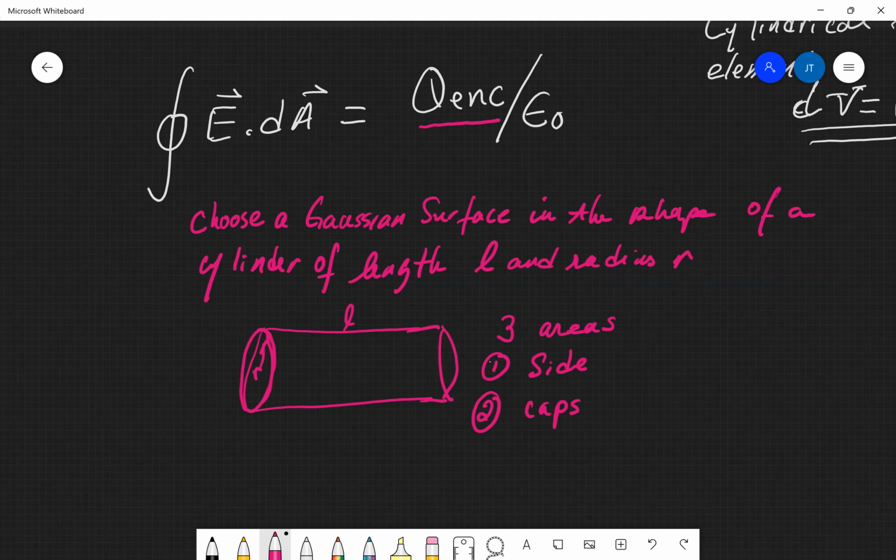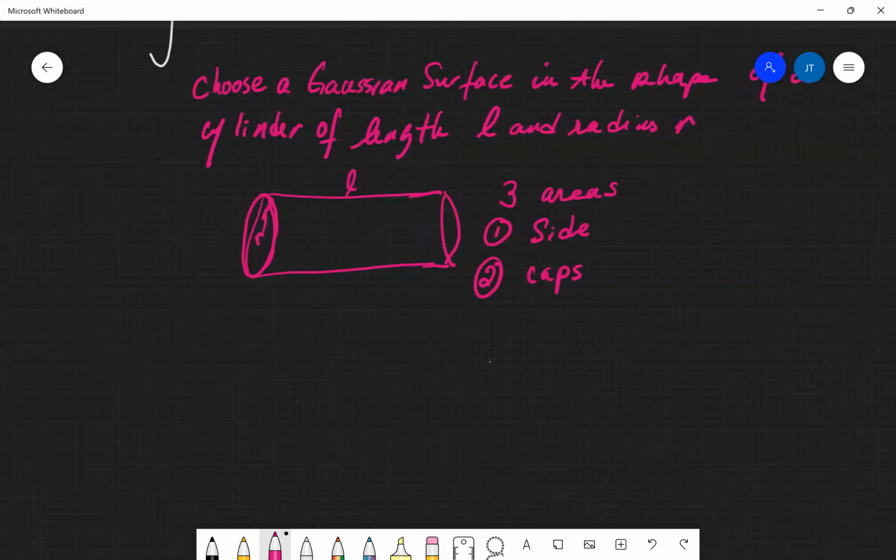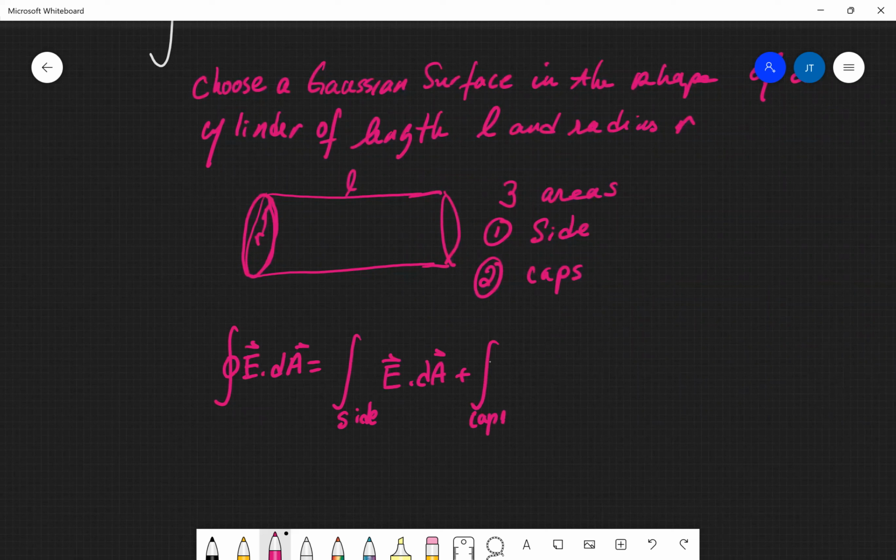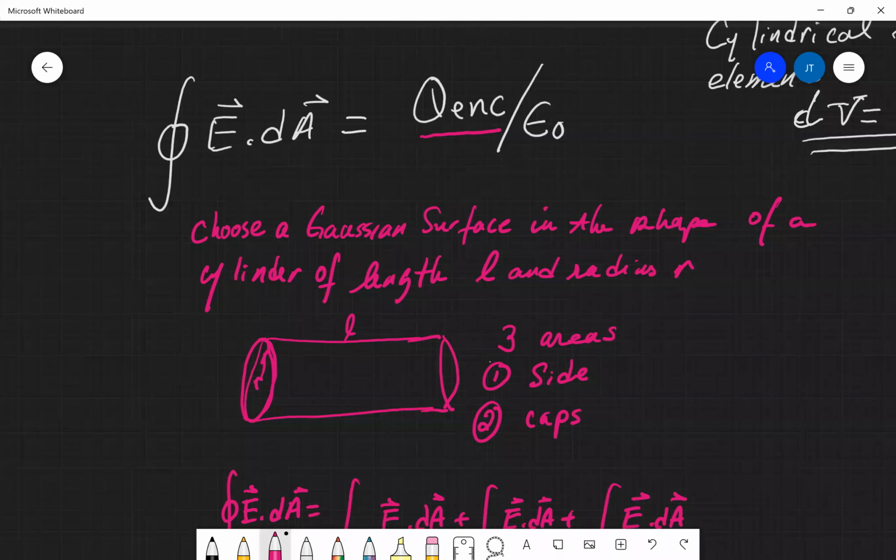Okay? So this integral on the left breaks up into integral of the side of E dot dA plus integral of cap 1 or left cap E dot dA plus integral of the right cap E dot dA. We're still working on the left integral. For the sphere, it will be easy. It's just one sphere, right? There's no caps or anything like that for a sphere.